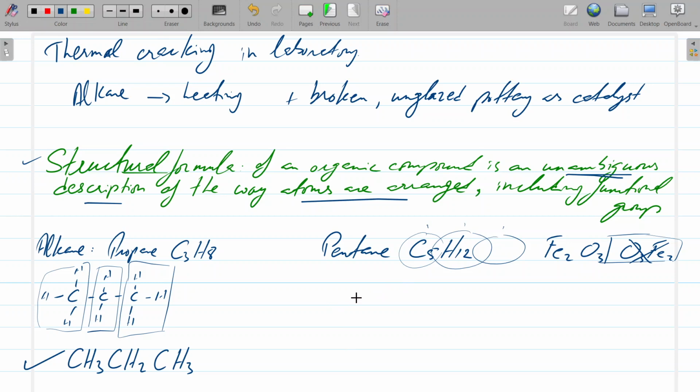Then you have the displayed formula, so you're going to draw out the whole thing showing each atom, how it's arranged, with all the bonds. And this is pentane, so it's all single bonds, 5 carbons, 1 2 3 4 5. You draw out the hydrogens. This is the tedious part of it.